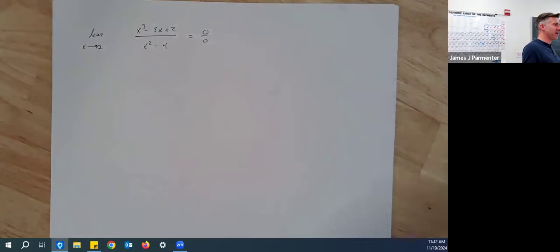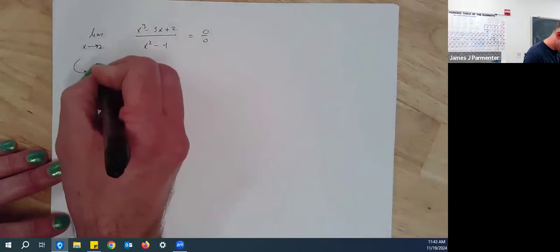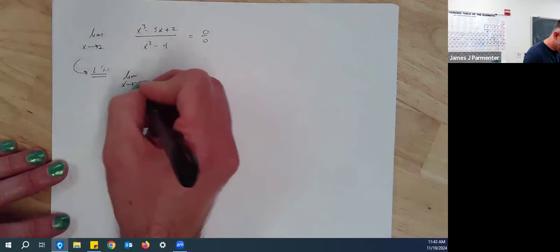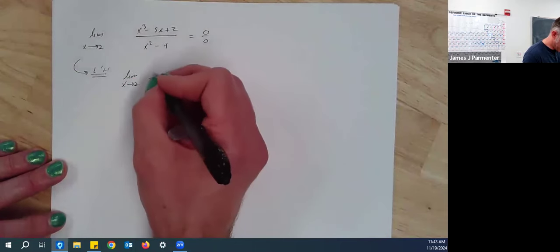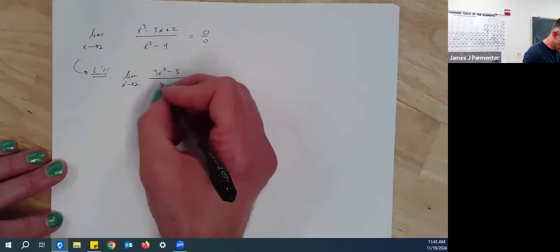We could do this by just factoring, although factoring the top might be a little bit of work. It's probably easier just to use L'Hopital's rule here. So if we try using L'Hopital's rule, we're going to get the limit as x approaches 2. The derivative of the top is 3x squared minus 5. The derivative of the bottom is 2x.